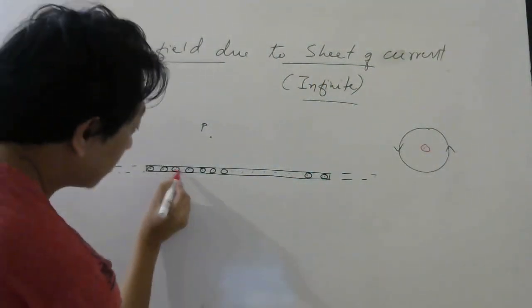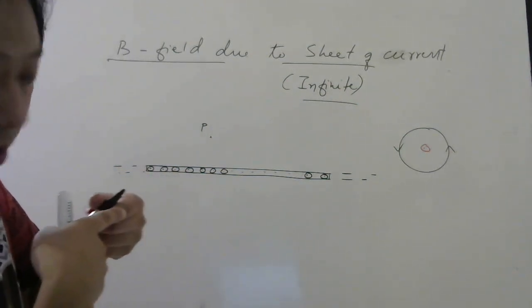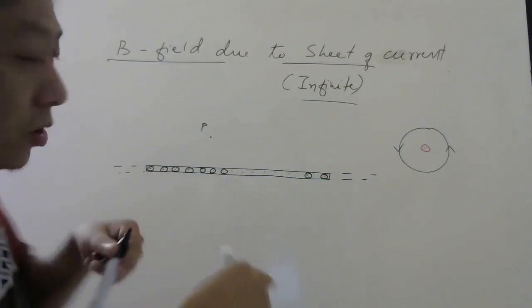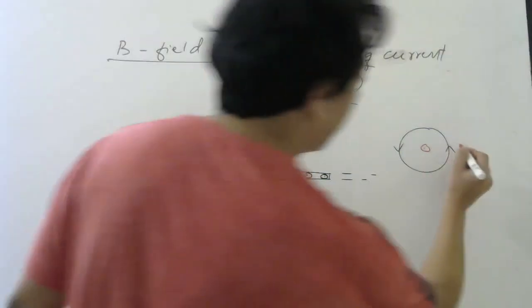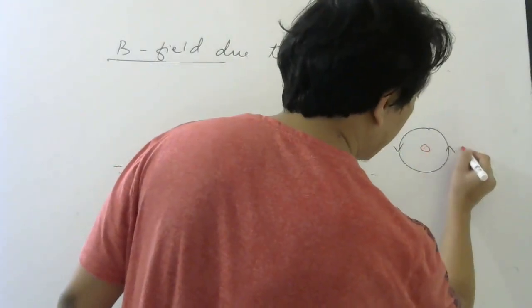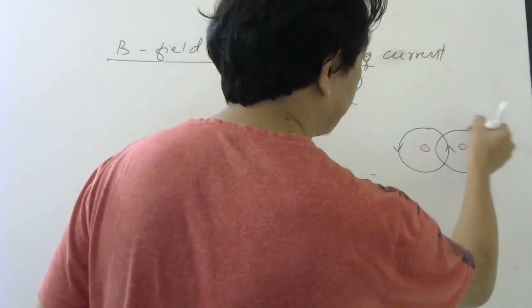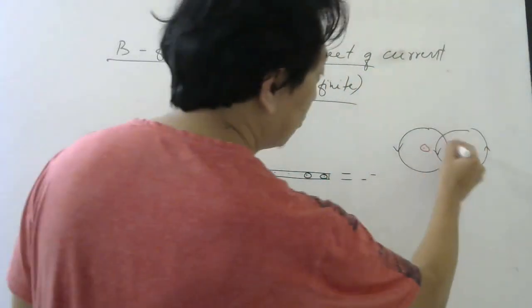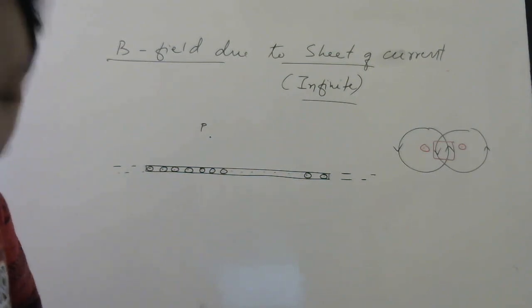But another wire is also there, very close. Actually, these are just parallel wires kept very close to each other, so that you can consider this like a sheet. If you consider the next wire immediately next, it will produce a magnetic field this way. So you can see these two magnetic fields are in opposite directions. Correct? So they will cancel.